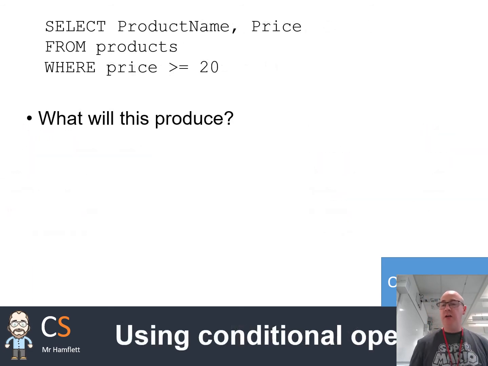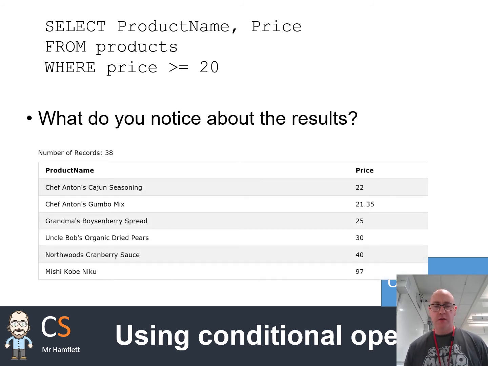So let's have a look at another one. What do you think this one's going to return? You might not know the exact values, obviously, but what kind of values would you expect to return? In this scenario, it says where price is greater than or equal to 20. So all the prices of every single row that's being returned must be at least equal to or larger than 20. And as you can see in the examples here, they are indeed all bigger than 20.